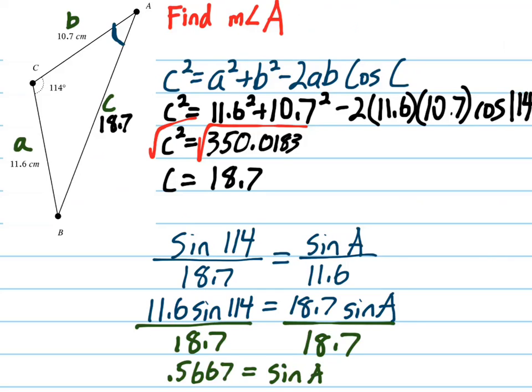And then we just need to undo the sine function, so we could do arc sine of both sides, and that would give me big A to be 34.5 degrees. And that's what our original question asked for, so there's our final solution. So that one, we had to sort of work out two problems to get around to the right information.